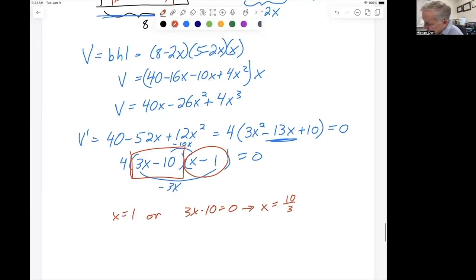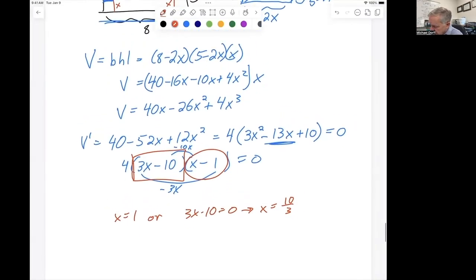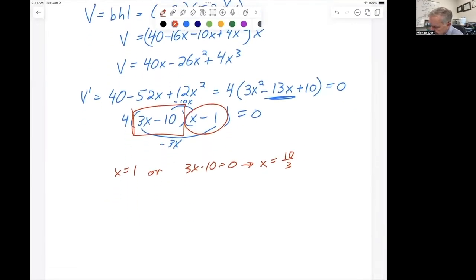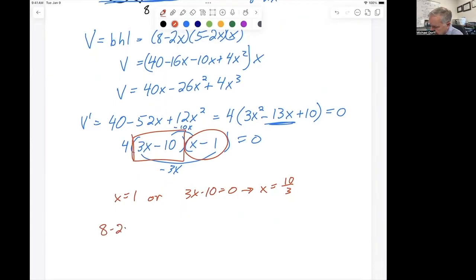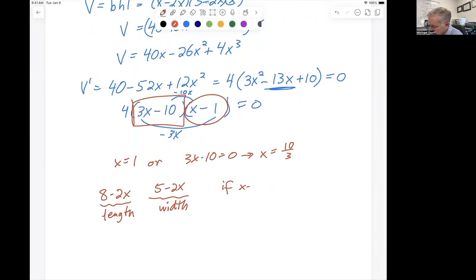All right, now we want to make sure that these numbers are realistic. If I put these in here, remember I've got the side lengths of 8 minus 2x. So that's, we'll just say, length side. And we have a width of 5 minus 2x. If x is 1, then length, this is L, is going to be 8 minus 2, which is 6, and width is going to equal 5 minus 2, which is 3.